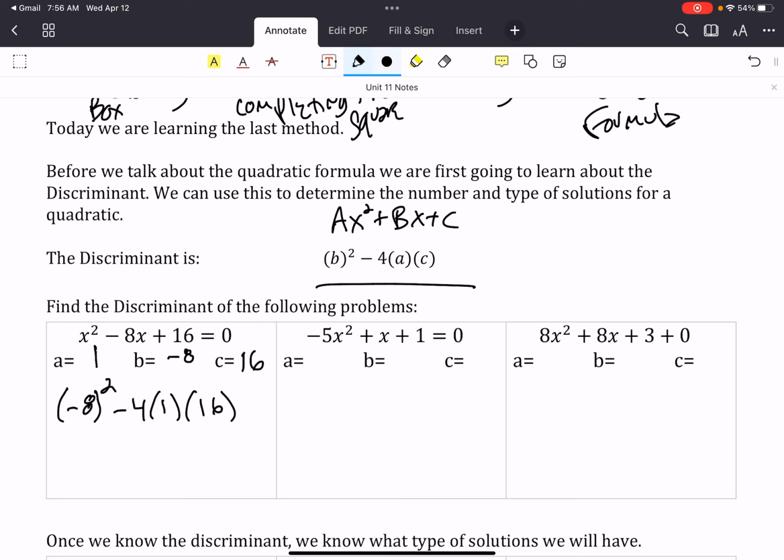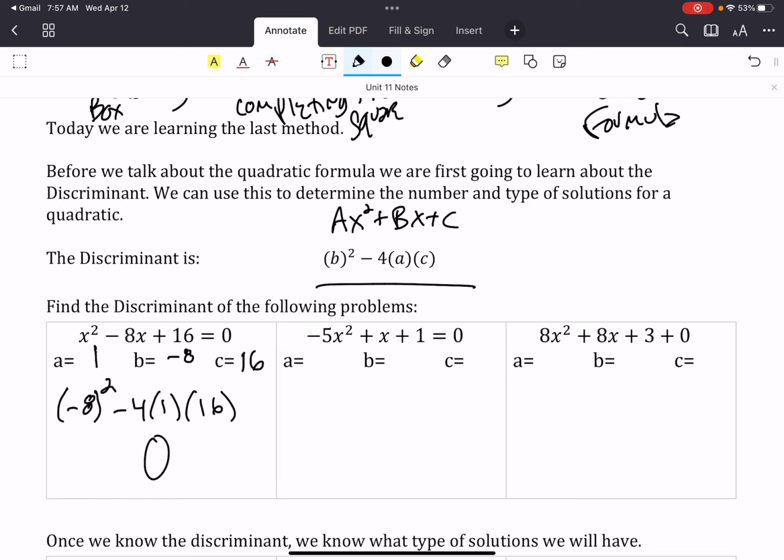Now I want you to actually find me that number. You can use your calculator, or you can use your head. I got 0. Anybody else get 0? Yeah? Okay. I'll give you a second to finish trying it. Okay, let's try another one.